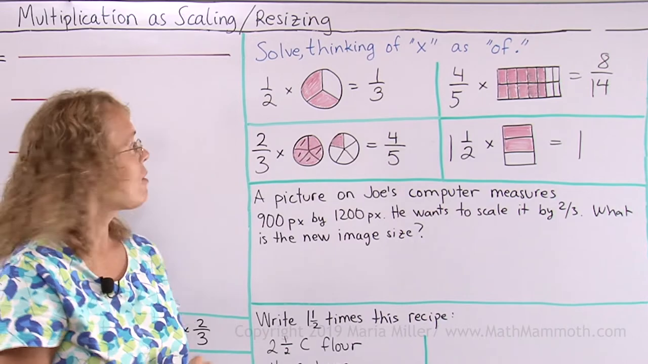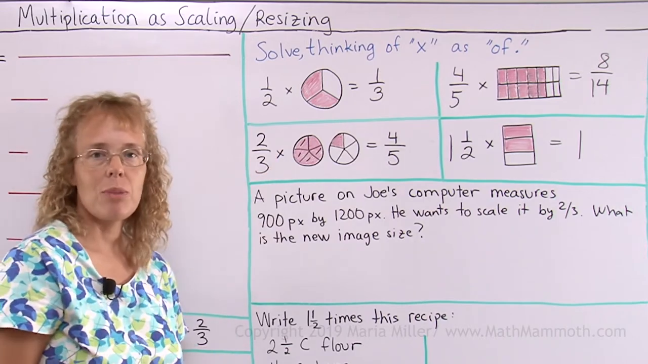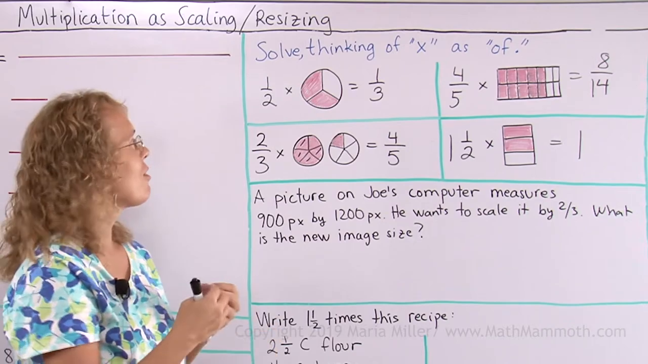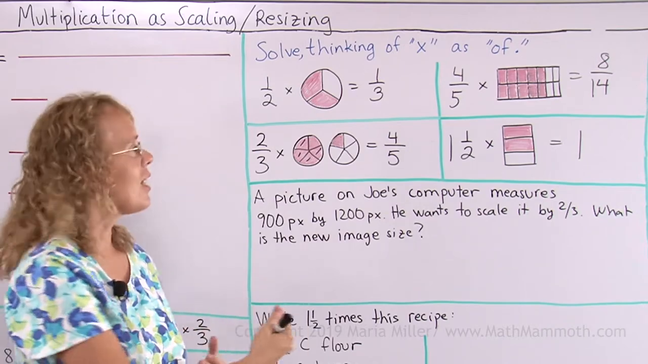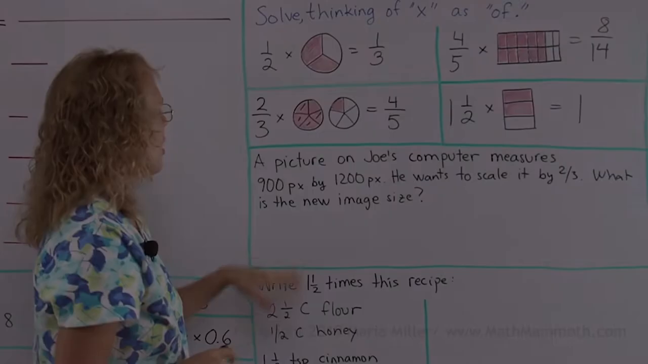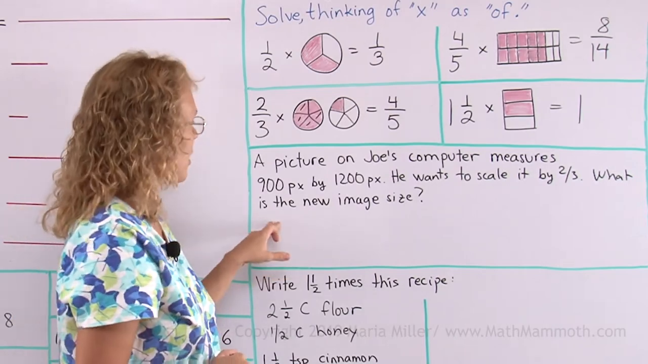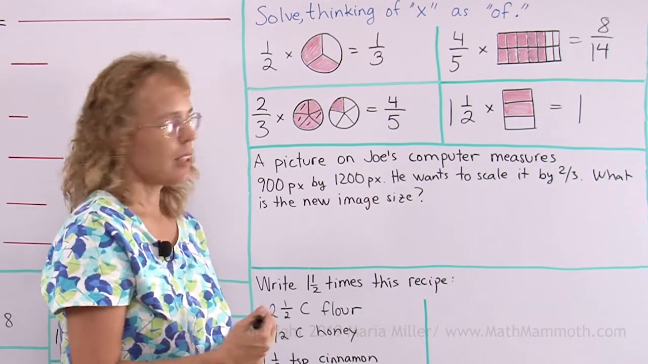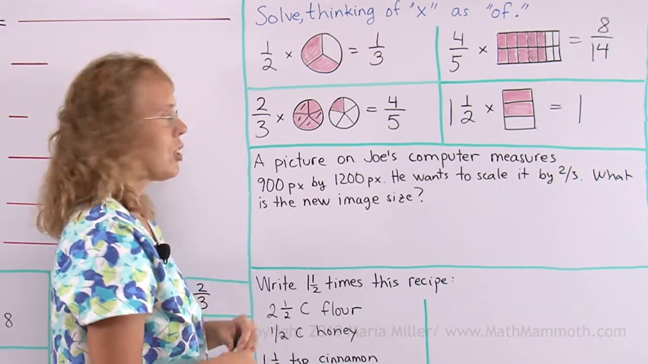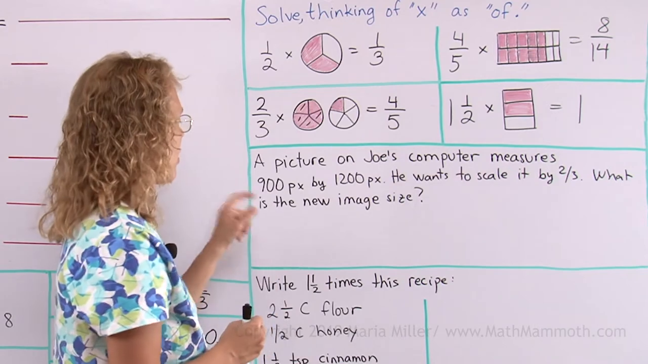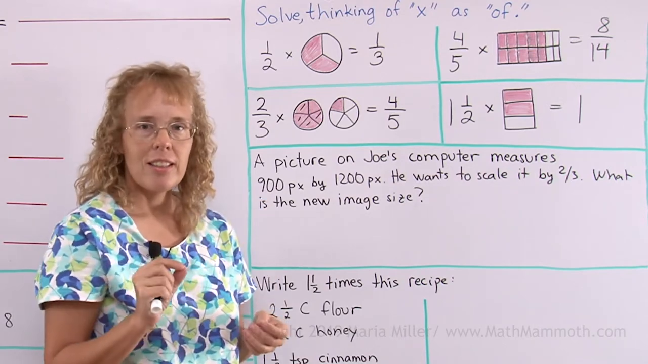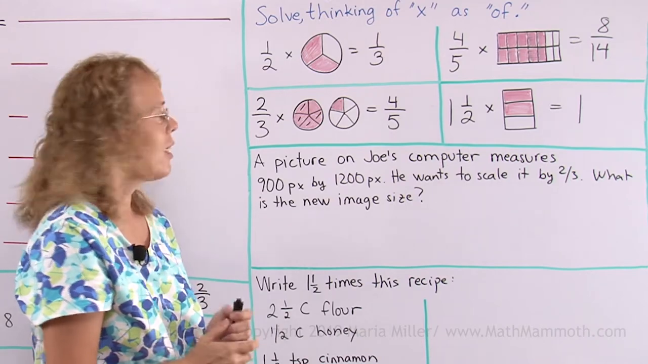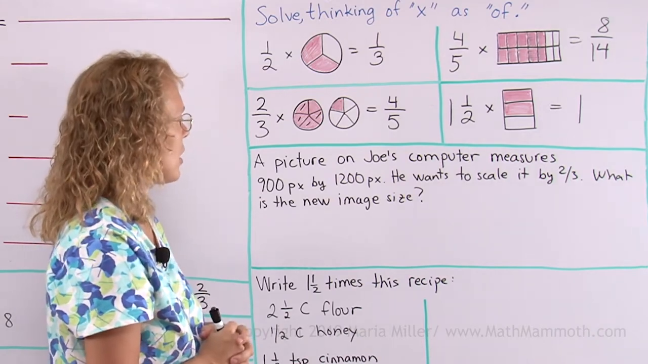You can, of course, solve each one of these using regular fraction multiplication. But in this lesson, we want to think of the resizing or scaling of the fraction. A picture on Joe's computer measures 900 pixels by 1200 pixels, and he wants to scale it, resize it by 2/3, so that it's 2/3 of the size. Meaning that the length and the height both are reduced to 2/3 of the length and height. So what is the new image size?